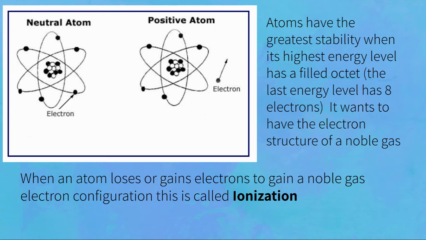Essentially, when we have been looking at things so far, we've been looking at a neutral atom. Oxygen has 8 protons and 8 electrons. I know this because that's its atomic number. It's a neutral atom. It has no charge.